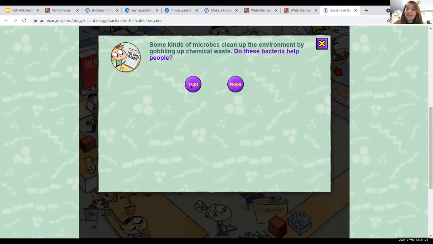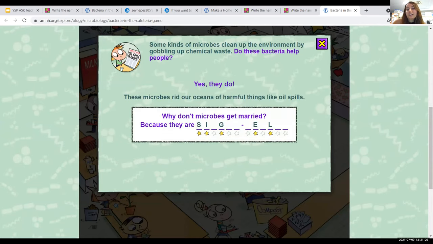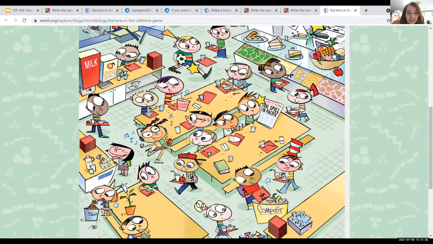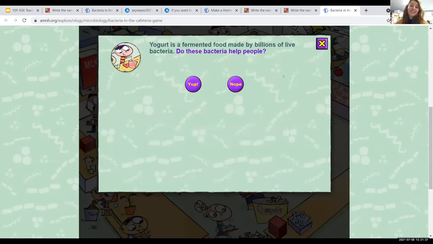Yeah, they are helping us. These microbes clean oceans of harmful things like oil spills. And here we have another star, yogurt. Yogurt is a fermented food made by billions of live bacteria. Do these bacteria help people?